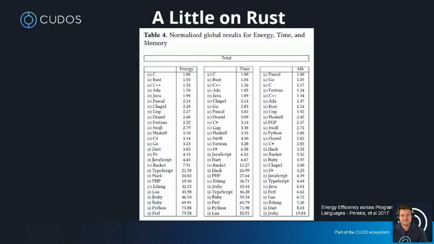Now, this one I found pretty interesting myself. I found this a few weeks ago. This is an academic paper by Pereira et al. from 2017 titled Energy Efficiency Across Programming Languages. And it looks at energy, time, and memory effects of different languages on the host system.